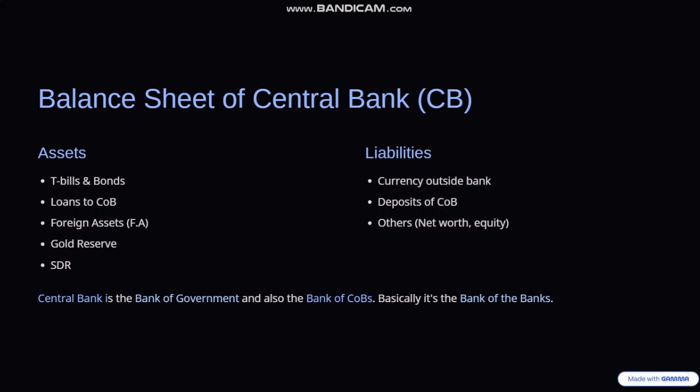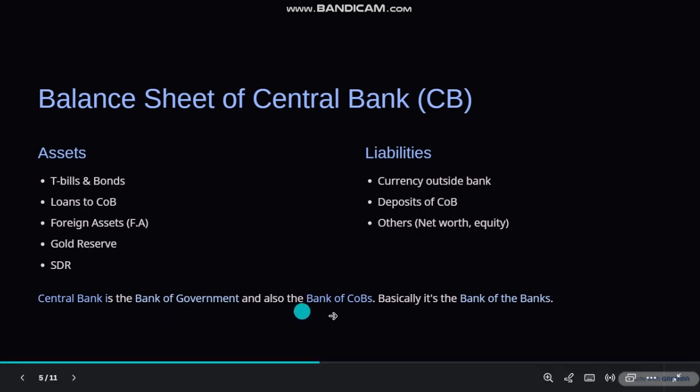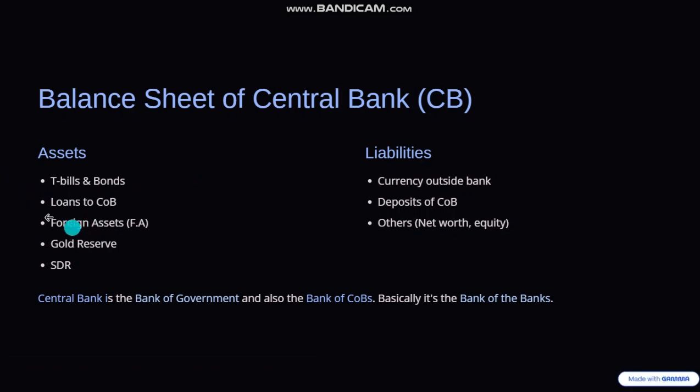Now, let's talk about the balance sheet of the central bank. The central bank is the bank of the government and also the bank of commercial banks. Basically, it's the bank of the banks. On the asset side, we can see T-bills and bonds. Then loans to commercial banks, foreign assets or FA, gold reserve, and SDR.